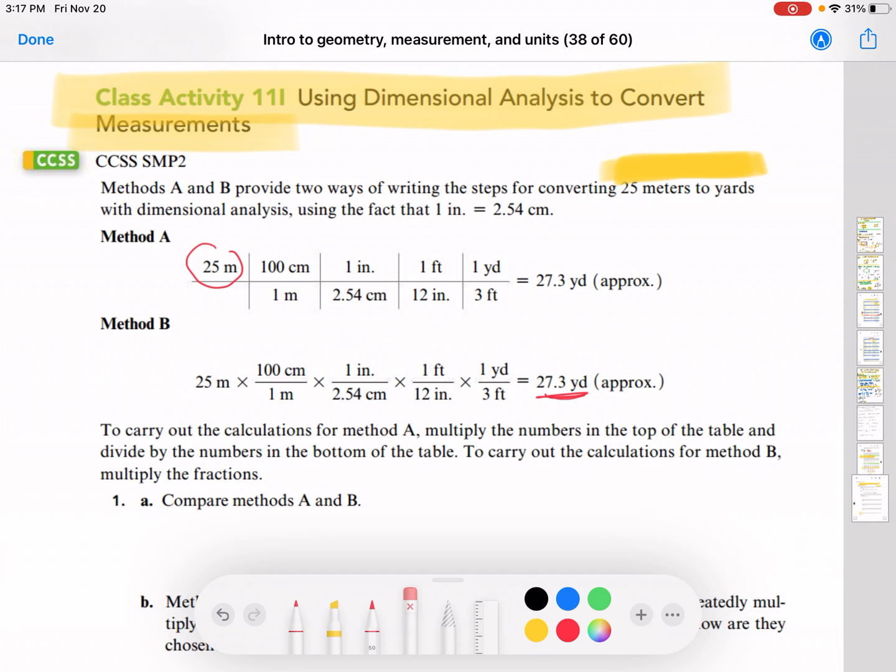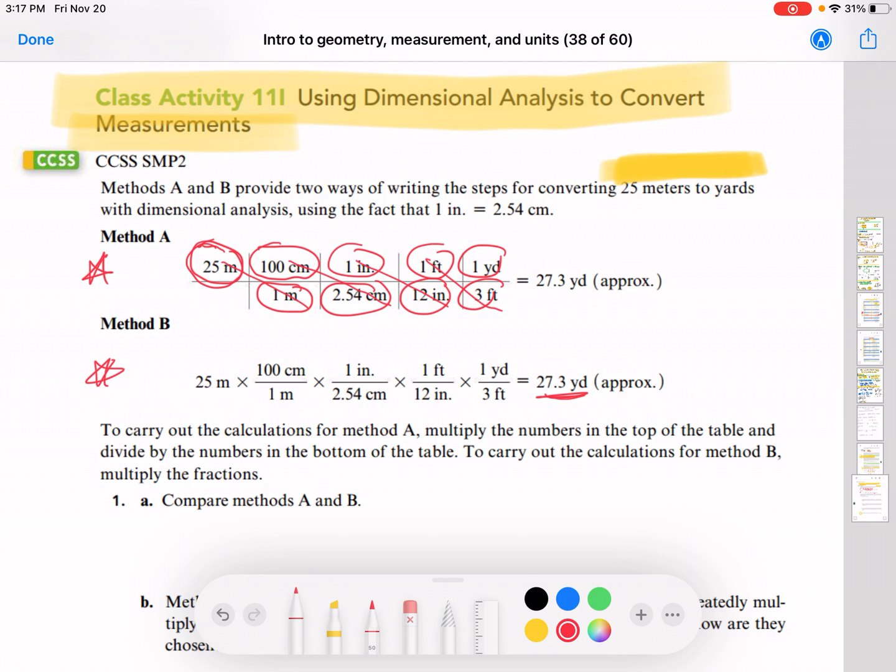So that's one of the methods. The other method is to simply lay the stuff out in a table, because we know when we multiply fractions, we multiply numerators and we multiply denominators. And so the first one starts with our 25 meters, and then it is centimeters per meter, inches per centimeter, foot per inches, yards per feet. And what you would end up doing is you cross off your units like so, and we would be left with the final units of yards.